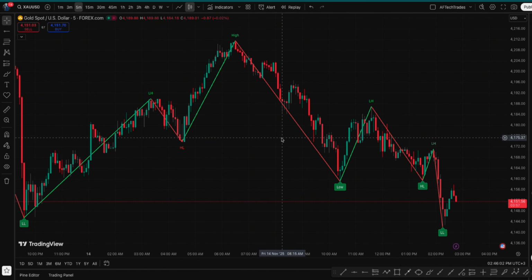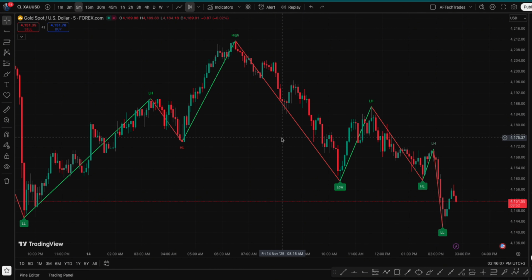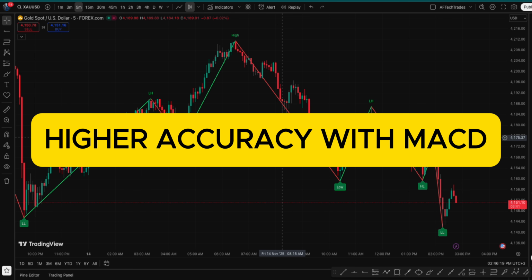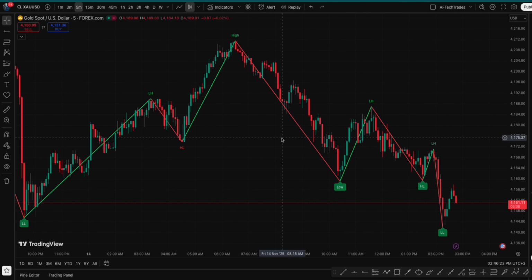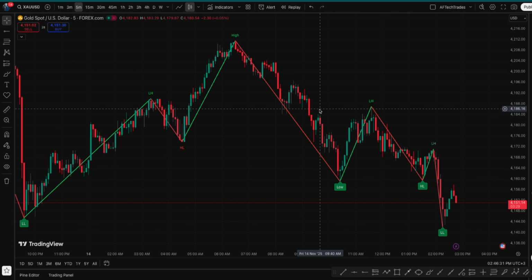Another thing I observed is that it doesn't work on news. During news time, you can't use this indicator. For higher accuracy, you can also combine it with the MACD indicator. Another thing I observed is that you should trade it mostly on the higher time frame, maybe the 4-hour time frame or the daily time frame.